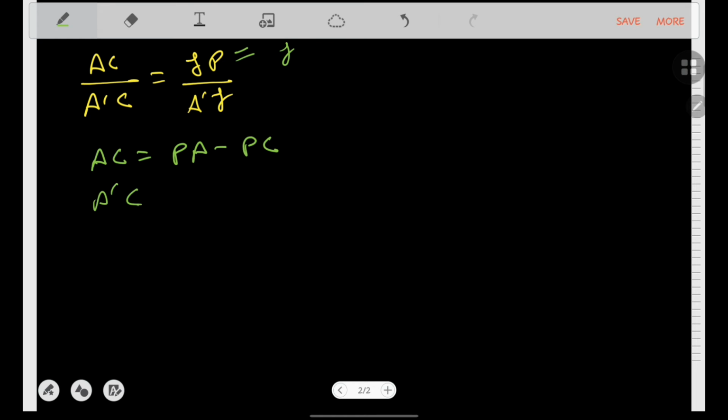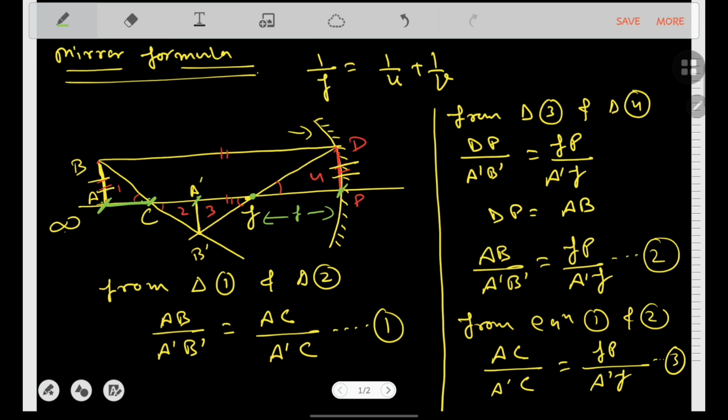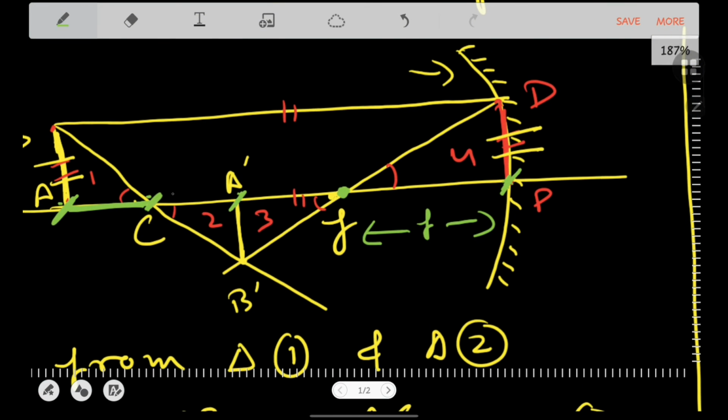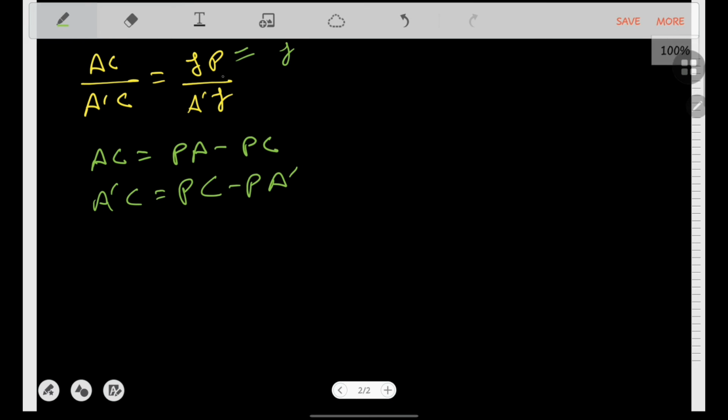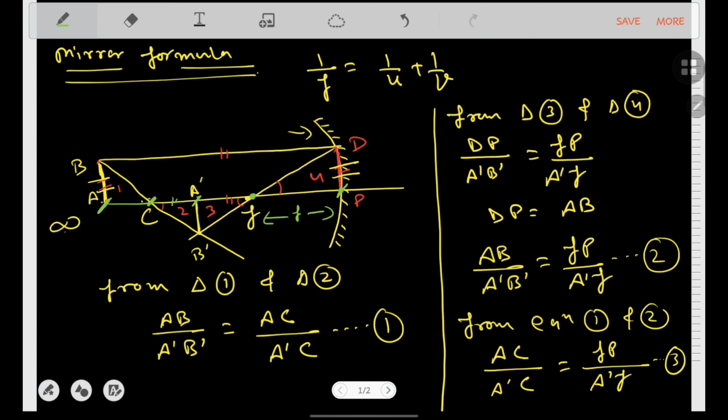Now A dash C we can replace here, this portion only, A dash C. So we can convert it to PC minus PA dash. FP we know is F. It is very easy to write, this is small f only because it's the focal length. And A dash F, what is A dash F equal to? Let me check here.